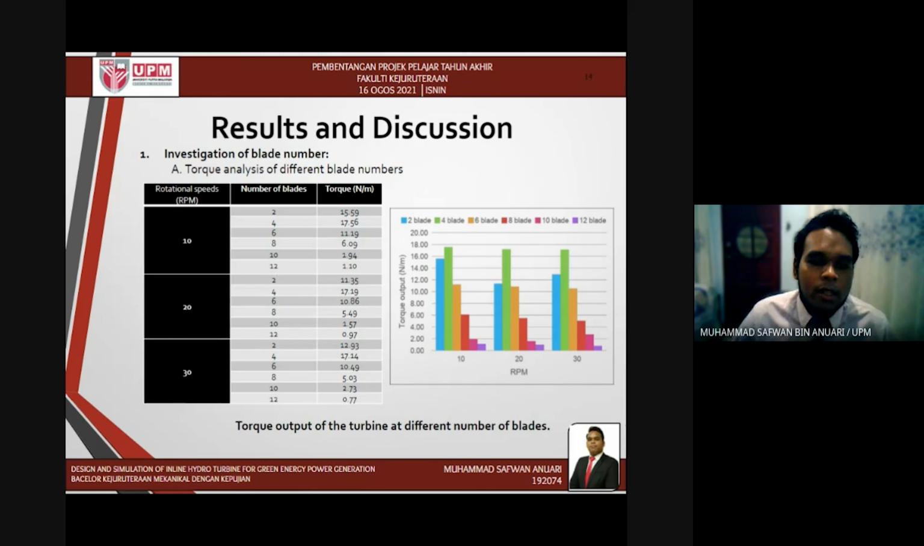Firstly, the result of the study is a torque analysis of different blade numbers. Based on the bar chart on the right, the blade number of 4 shows the highest output torque at 3 different rotational speeds compared to other blade numbers. The highest output torque for the blade number of 4 was 17.56 Nm. In contrast, less output torque was produced for the higher number of blades, more than 4.